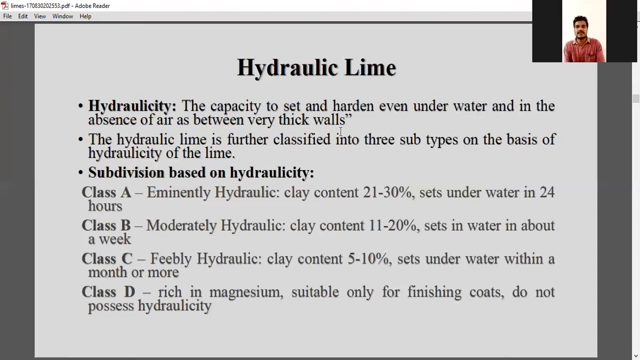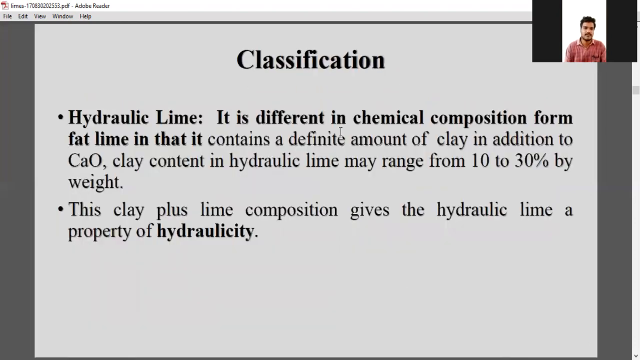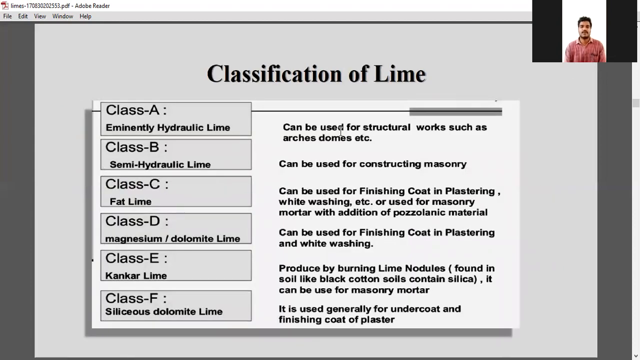The hydraulic lime is further classified into three subtypes, as we explained just now. Lime is also classified into these types: class A, class B, class C, class D, class E, and F. Class A is eminently hydraulic lime, class B is semi-hydraulic lime, class C is fat lime, class D is magnesium or dolomite lime, class E is conker lime, and class F is siliceous dolomite lime. These classifications are just for knowing. If you remember, you can write about lime in the exam also.